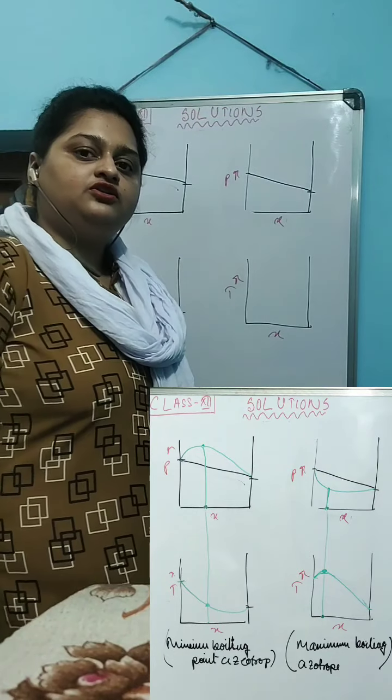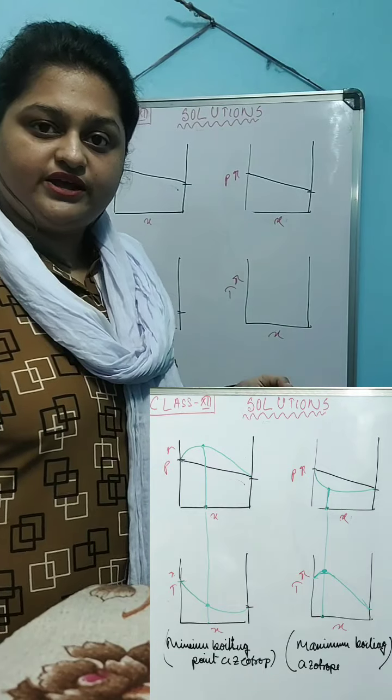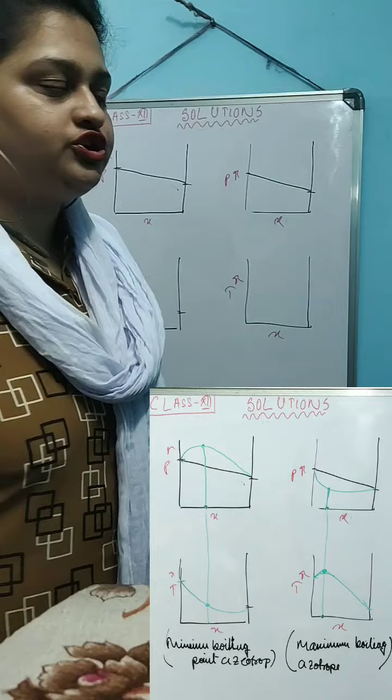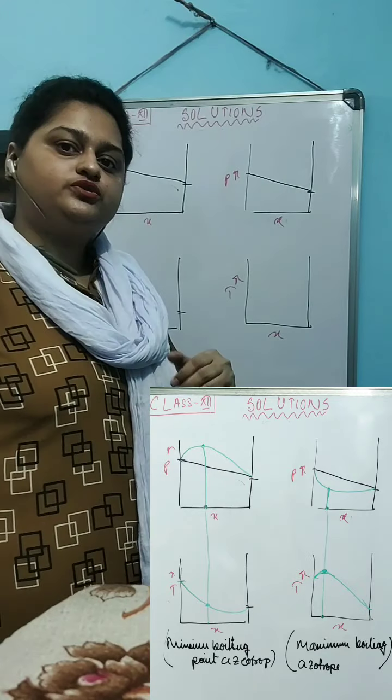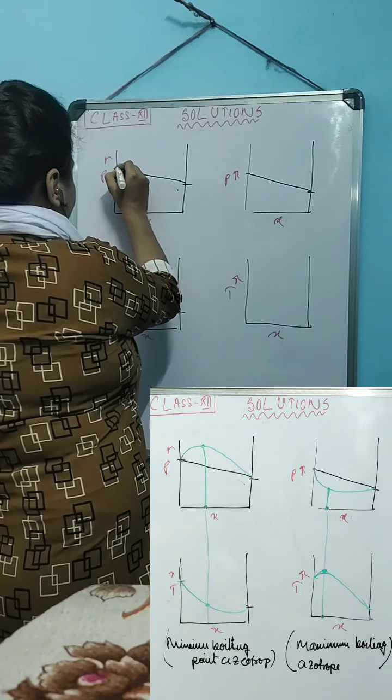Now if I take a non-ideal solution, let's say ethanol, and in our last class we discussed the ethanol and NaHN solution plot. In that case, it was showing a positive deviation. The plot was as follows, like this.